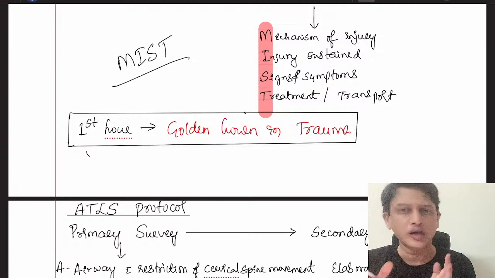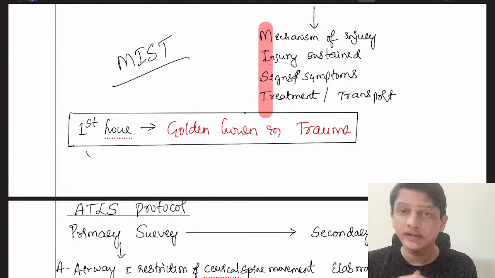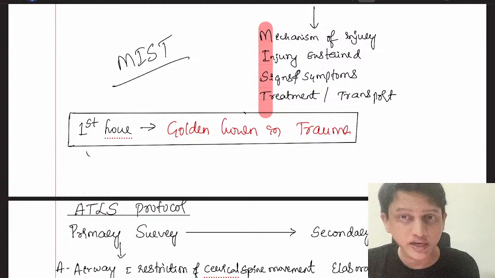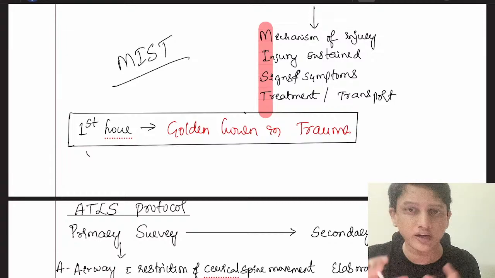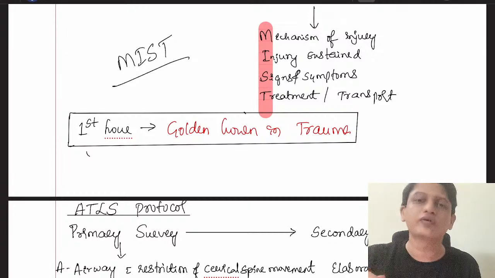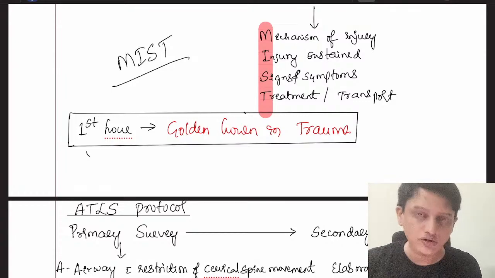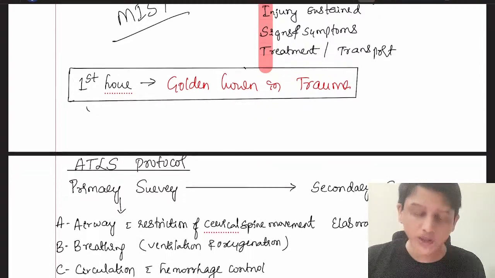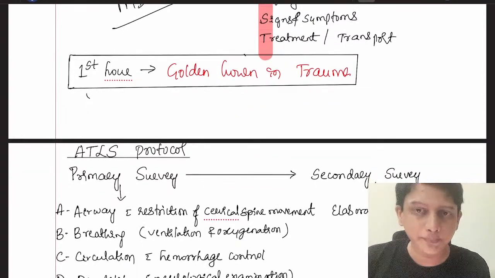So be well equipped, both mentally and physically, with all the facilities, and whatever is required, first aid or primary care, you do it whenever and wherever you are, and then for the definitive treatment, you refer them to a higher center where everything is available. That is called the MIST protocol, and salting.